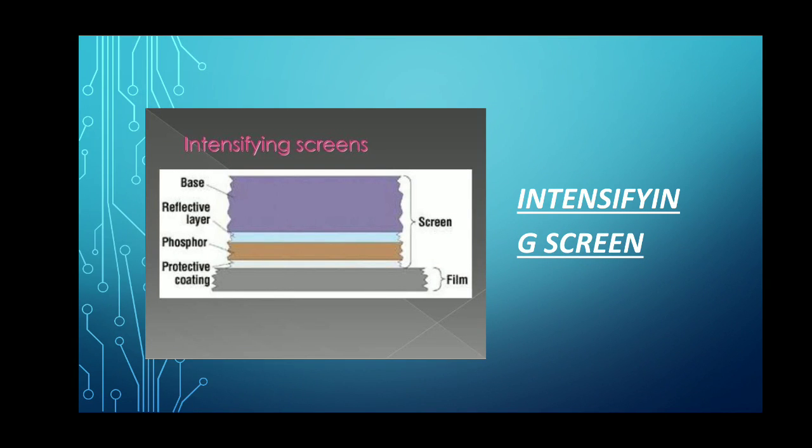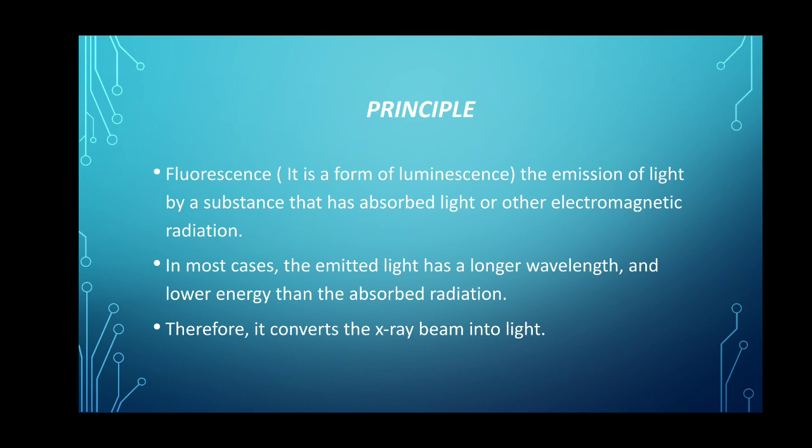Today we will talk about intensifying screens. Principles. Fluorescence is the emission of light by a substance that has absorbed light or other electromagnetic radiation. In most cases, the emitted light has a longer wavelength and lower energy than the absorbed radiation. Therefore, it converts the X-ray beam into light.